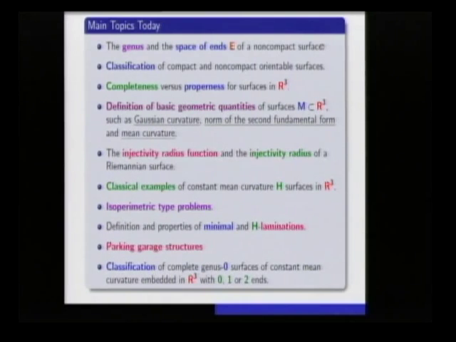Just to give a very general idea of where I'm heading: for today, I'm talking about the genus and the space of ends, classification of compact and non-compact surfaces, completeness versus properness for surfaces in R3. These basic definitions we talked about before. Injectivity radius function, injectivity radius.